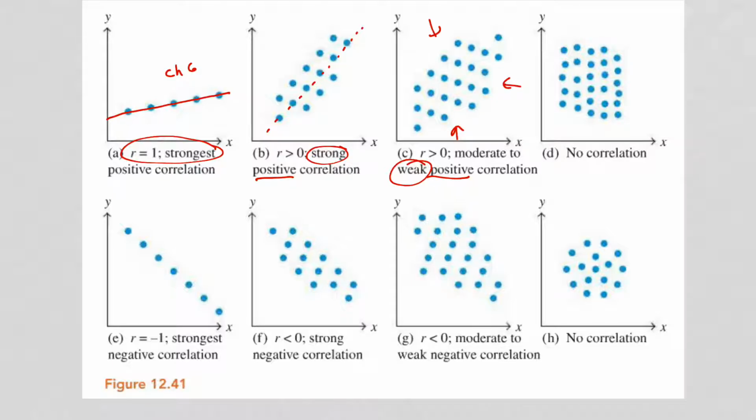And this one is going to be R equals 0, because there's no correlation, there's no pattern, no form it's taking, it's just a big blob of points, so no correlation there. And that's the positive version. Now we have the same exact thing for the negative side.